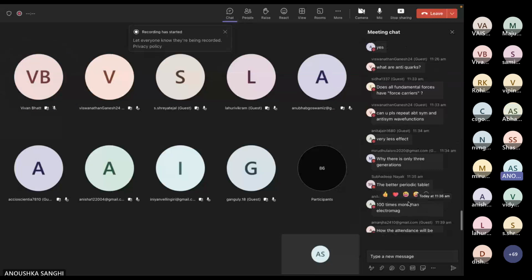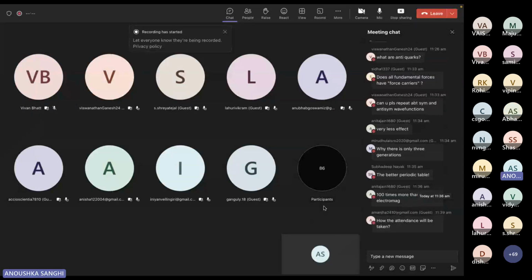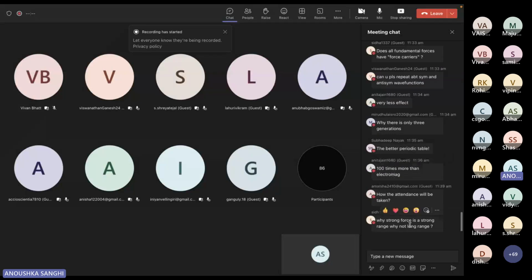Yeah, so the one thing which Anita Jan has written, that it is 100 times more than electromagnetic, yeah, that's correct. And also, yeah, like symmetric, and why strong force is short range, why not long range?